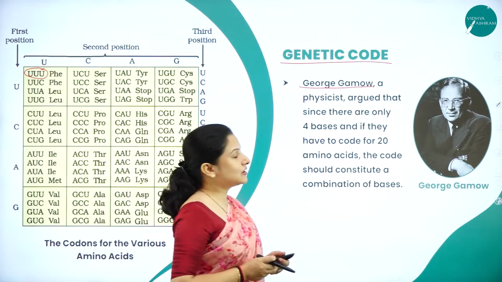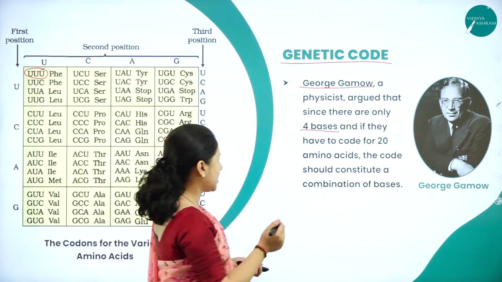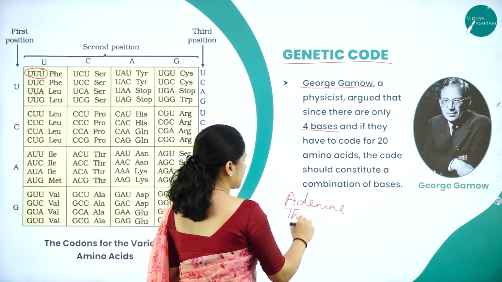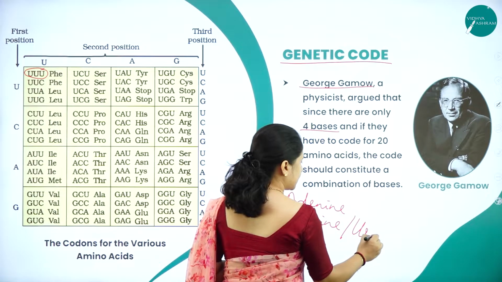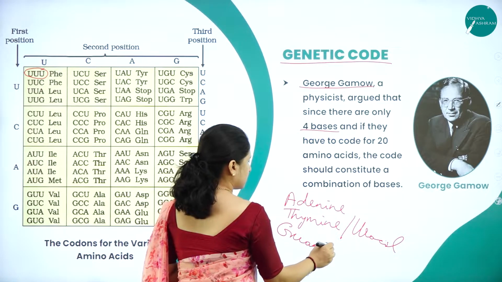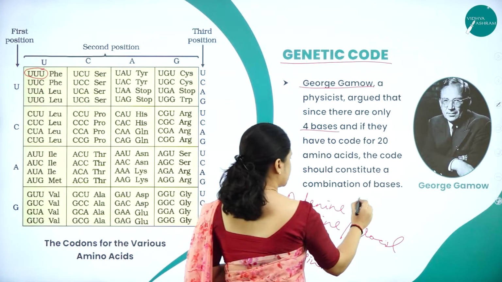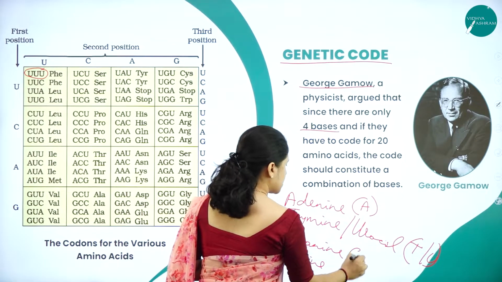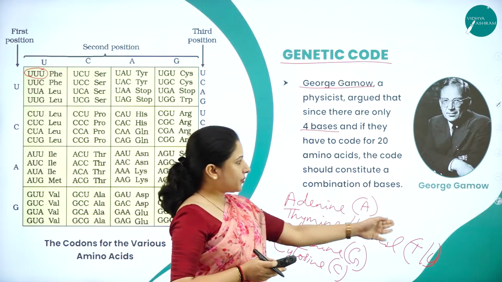And he argued that since there are only 4 bases, that is true, right? What are the 4 bases present in DNA? We have adenine, then thymine if it is DNA, or uracil if it is RNA. Then we have guanine, and then cytosine. So here A, T or U, and then we have G and C. These are the 4 bases.